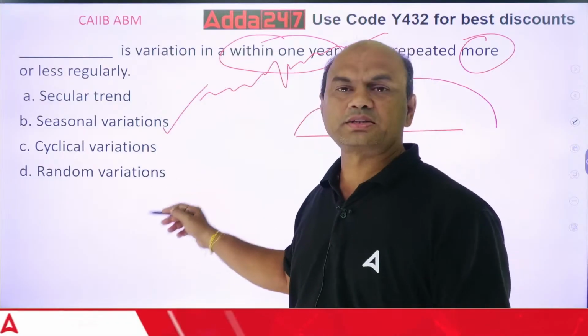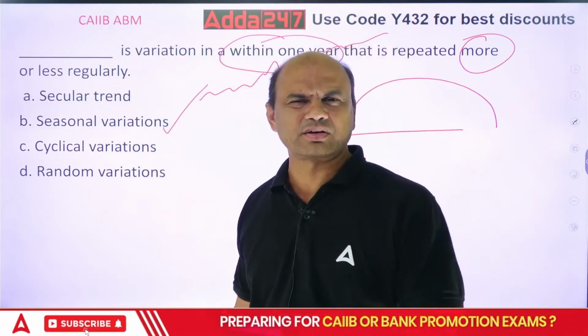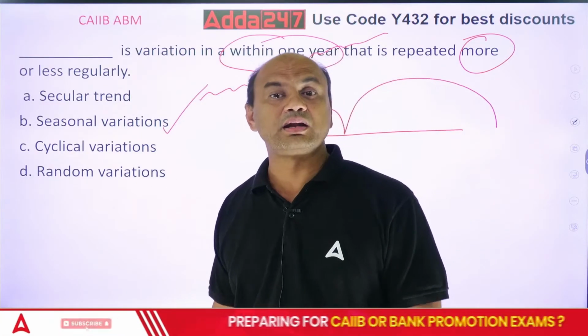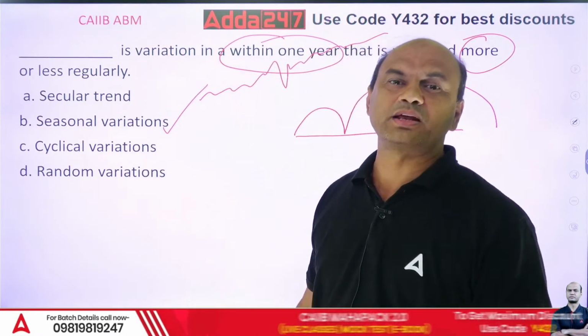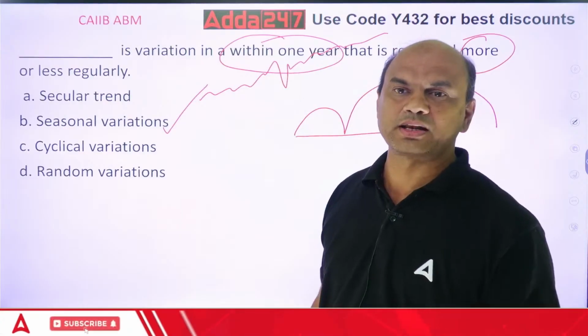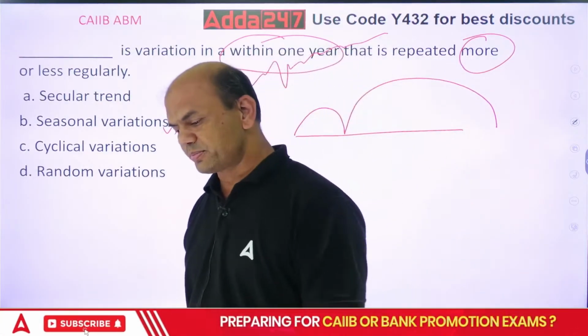Random variation means, random means basically your dacoity, terrorist attack, floods. You can never predict when there will be floods, when there will be a terrorist attack in your place, right?